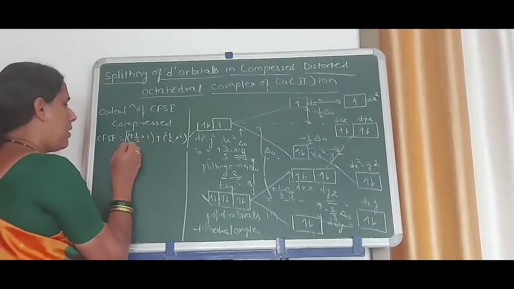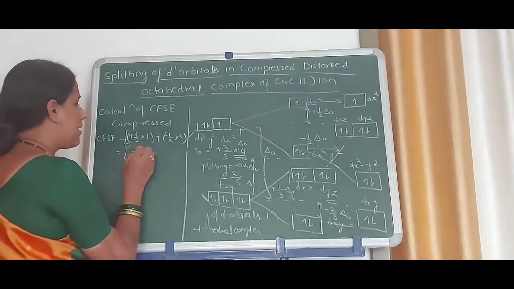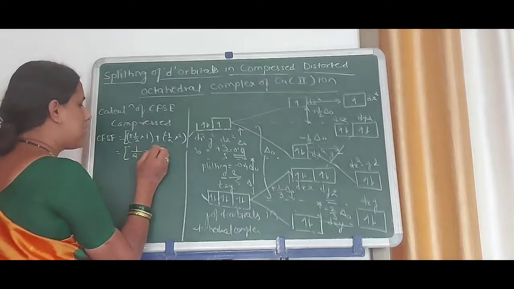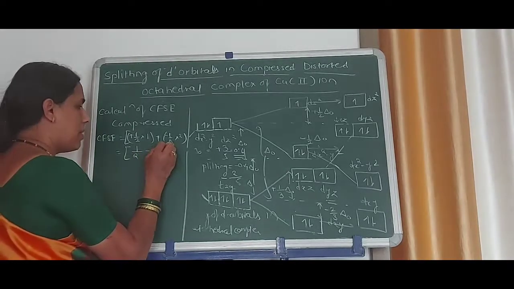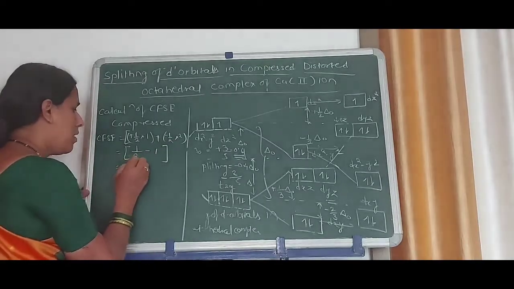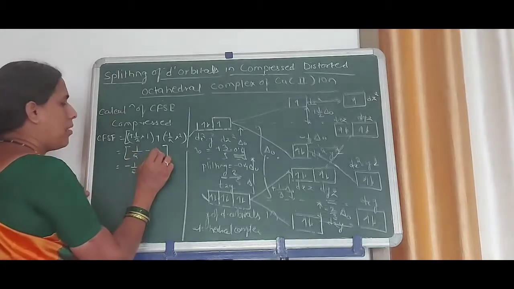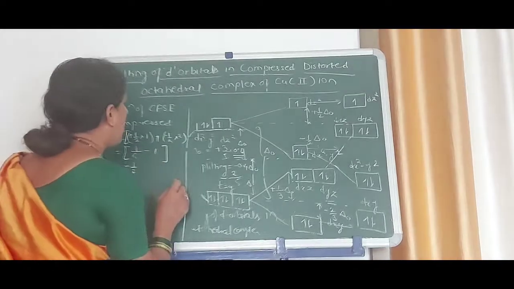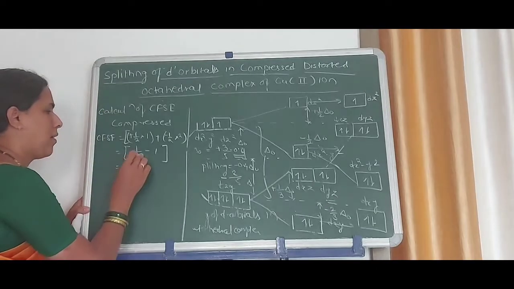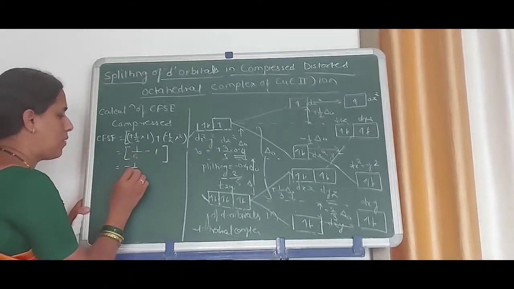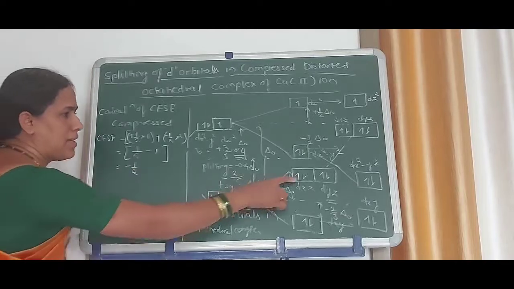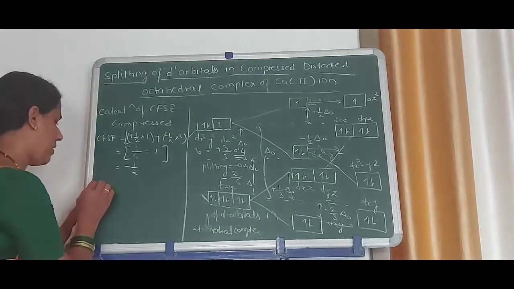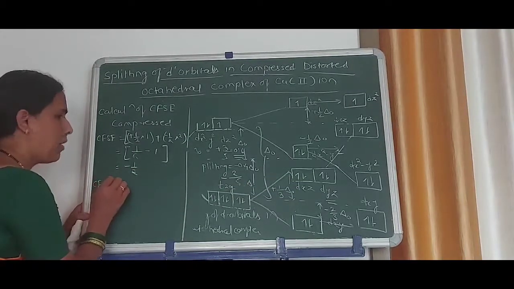Therefore, how many total is equal to how many? That is equal to 1/2 minus 1, that is equal to minus 1. 1 minus 2 minus 1/2. So 1/2, 1 minus 1/2 here, and for this, CFSE is equal to what?